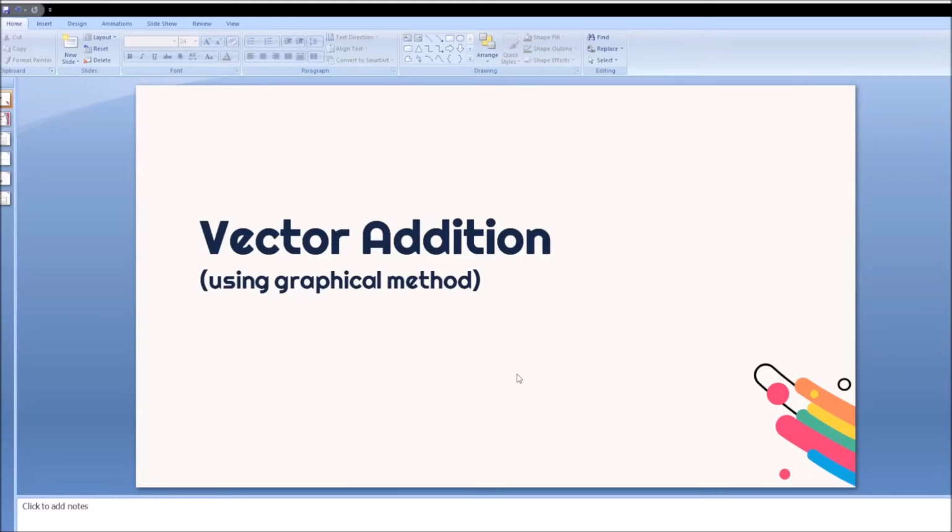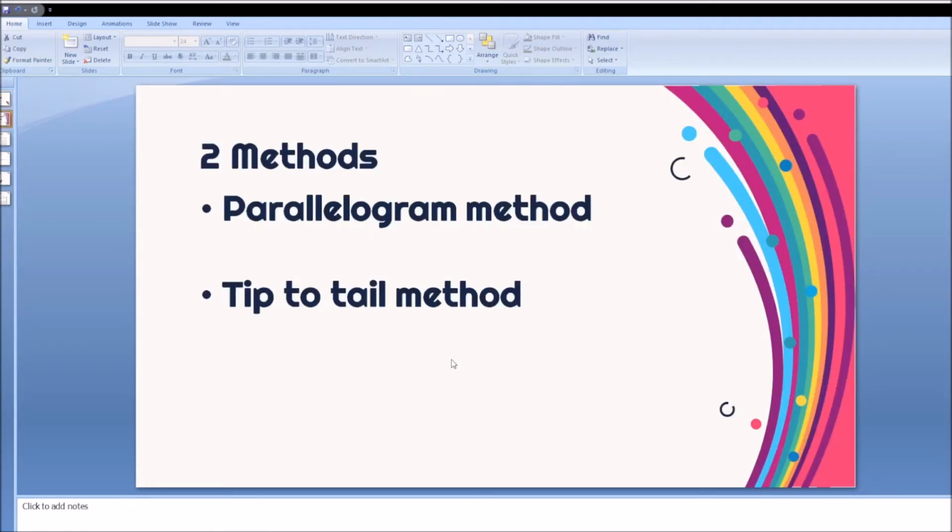Hi everyone, let's look at vector addition using graphical method. So there are two methods in which you can add vectors by drawing a scale diagram. Okay, they are the parallelogram method and the tip to tail method. Let's start with the parallelogram method.